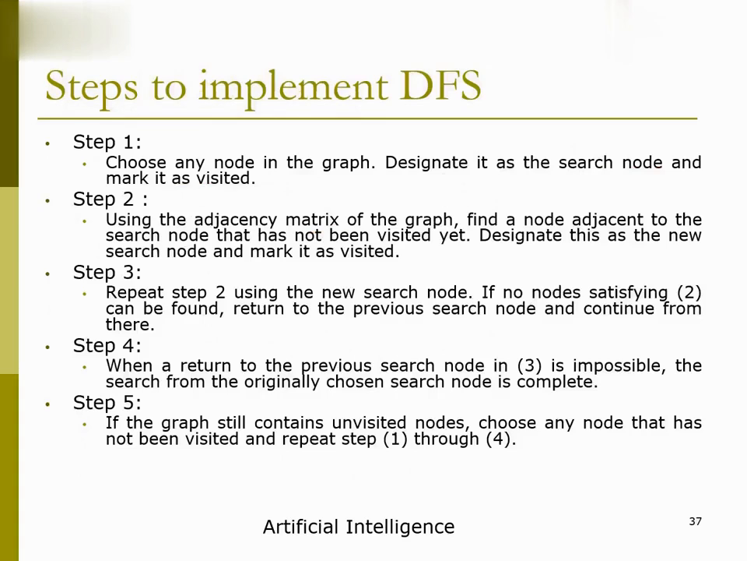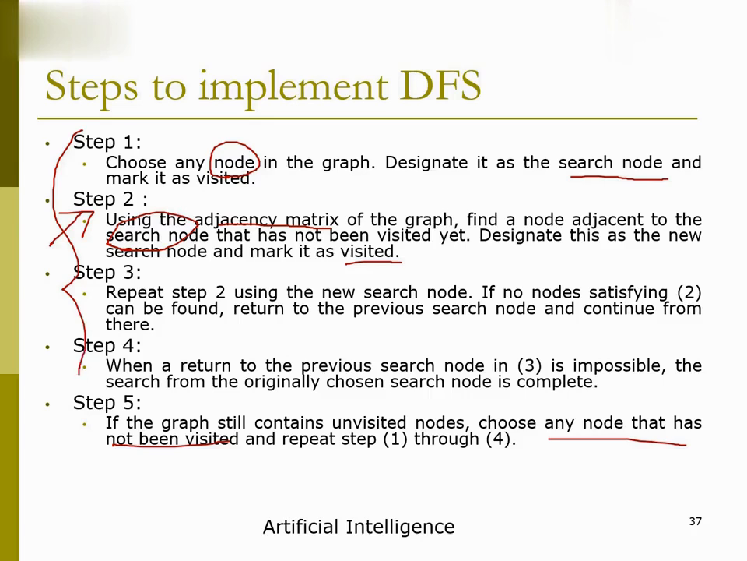These are the steps to implement DFS. You choose any node in the graph, you mark it as search node, mark it as visited. Using the adjacency matrix, find a node which is adjacent to the search node that is not visited yet. Now designate that as the new search node and mark it as visited. Repeat this step 2 using the new search node. If no node satisfying this step is found, you return to the previous node and continue from there. Whenever a return to the previous node is not possible, then we can understand that the search from the originally chosen search node is complete. Suppose the graph contains unvisited nodes, choose any node that has not been visited and repeat these steps again.